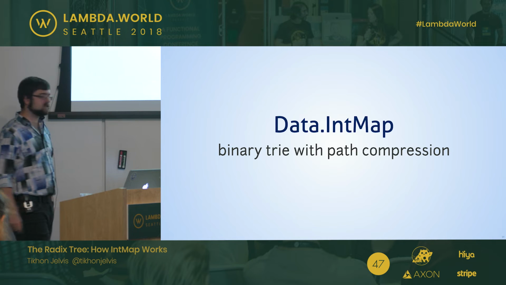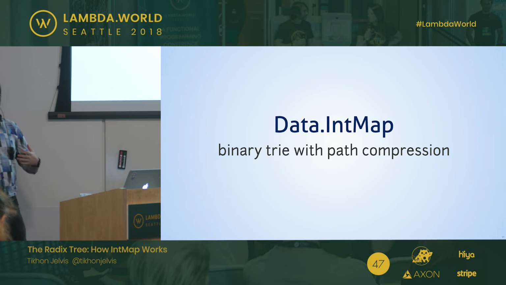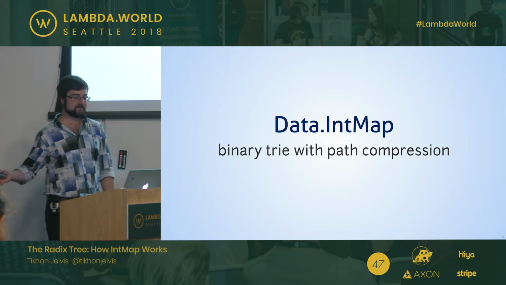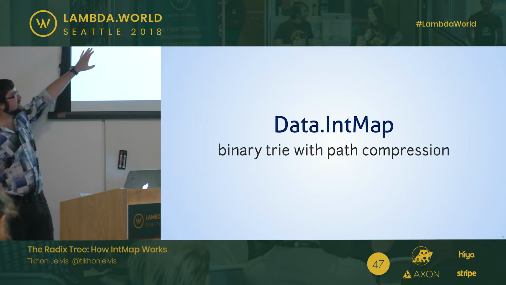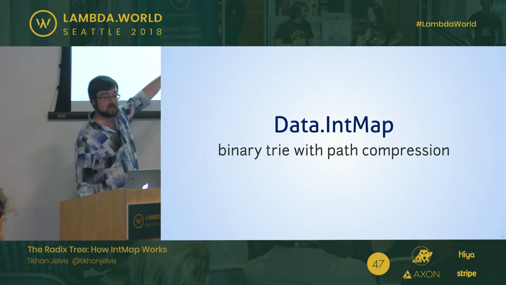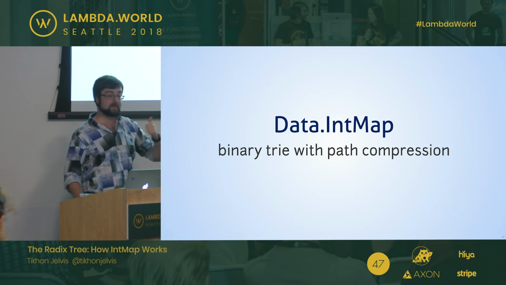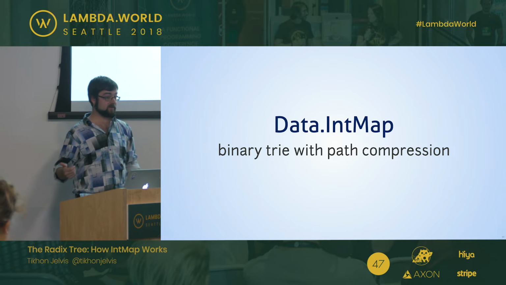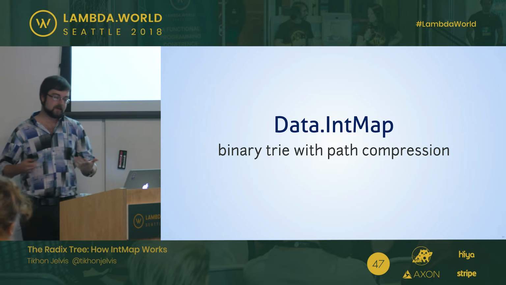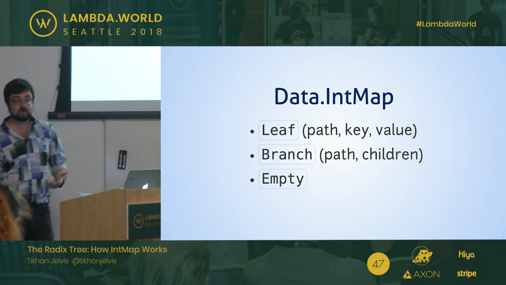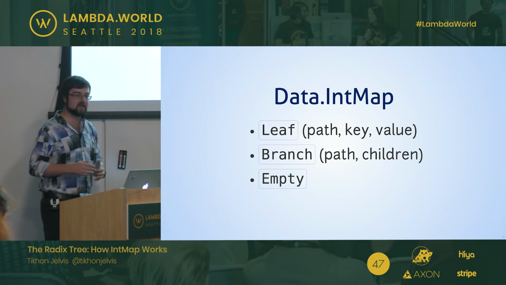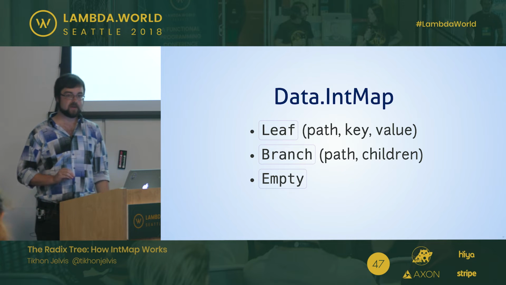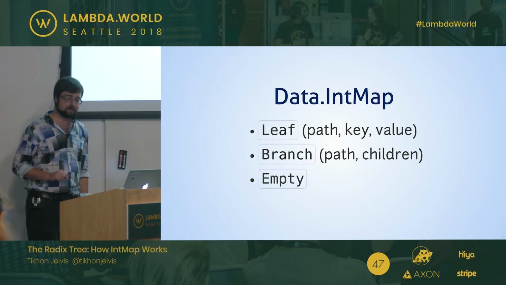Okay, so let's look at what this becomes when we turn it into some actual Haskell code, right? So the idea is that we want to look at the implementation of Data.IntMap, which is a binary trie with path compression. Right? So I won't get into all of the code, but we'll look at the type, and we'll kind of sketch out what the implementation of some of the operations looks like.